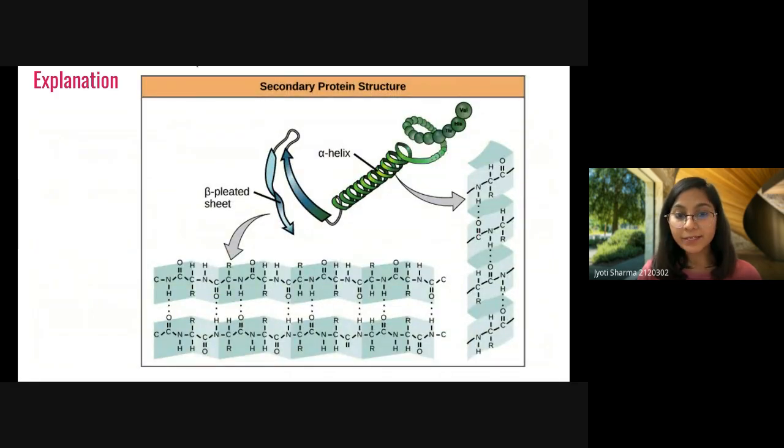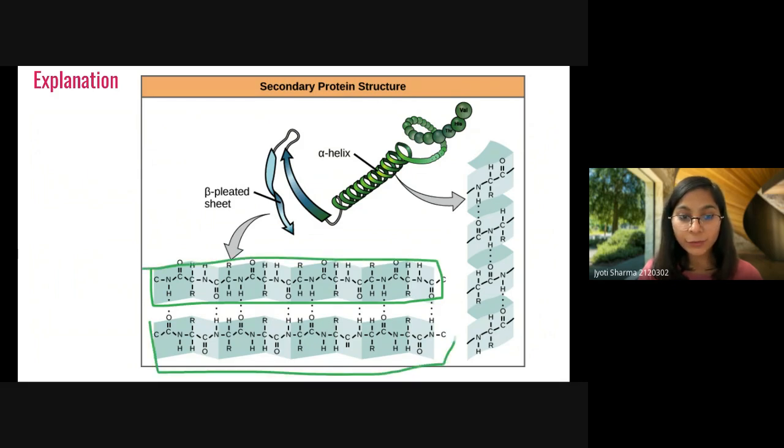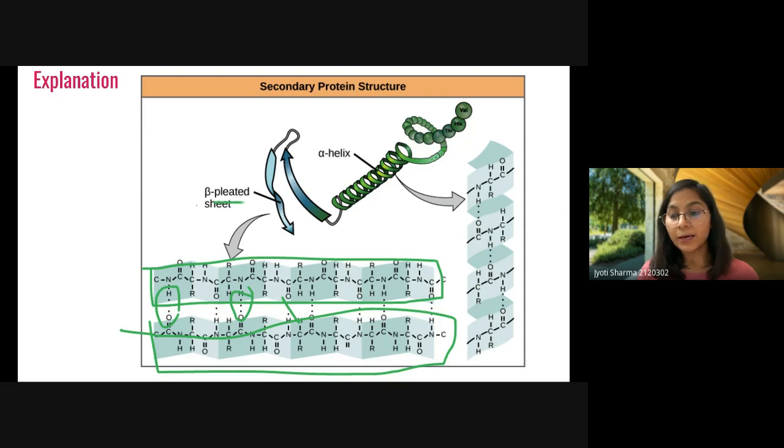Then these are the secondary structures. What will happen? These are the chains of amino acid. This is one chain of the amino acid, and this is another chain of the amino acid. If we have this hydrogen bond attached with two lines, then this will give you the secondary protein structure, and this can be a beta pleated sheet, and this can be an alpha helix as well.